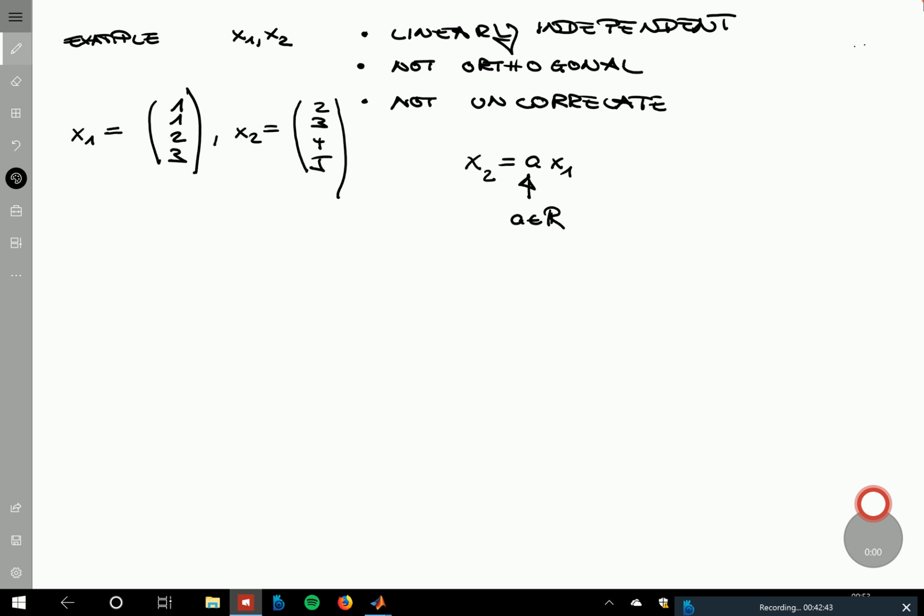But then if we compute the dot product, x1 with x2, that would be 1, 1, 2, 3, 2, 3, 4, 5. And you can already see from this that it is not 0, because only positive things get added. Then you have 2 plus 3, that's 5, plus 8, that's 13, plus 15, that's 28, I think. So that's not 0, so they are not orthogonal.